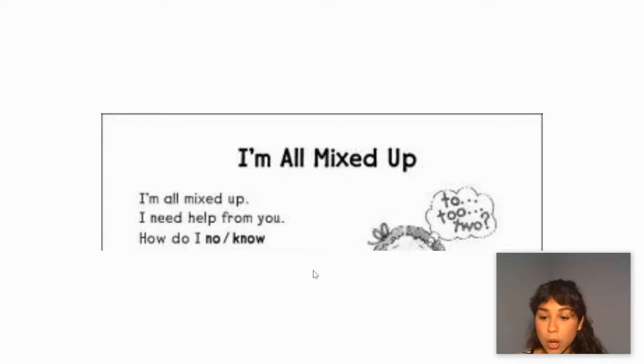The word no, N-O, is a negative response to a question. For example, if I were to ask, do you have any pets at home? You're either going to tell me yes or no. Now, the word know, spelled K-N-O-W, means to be aware or to have knowledge of something, to know about something. So, now that we have figured out the context of the words and the sentence, we know that the correct choice is know, spelled K-N-O-W.